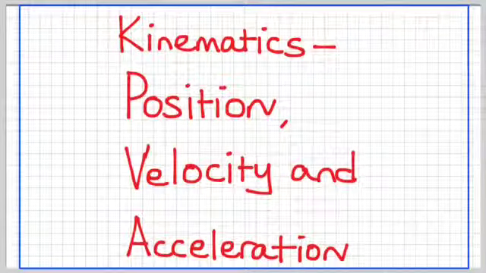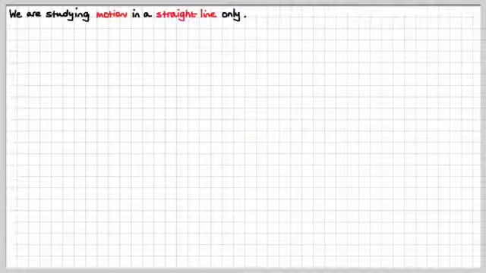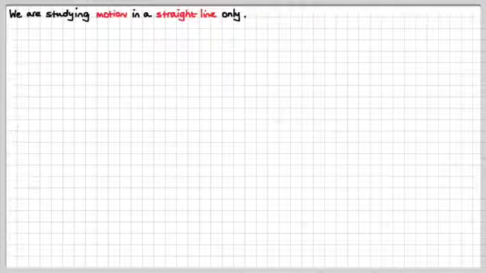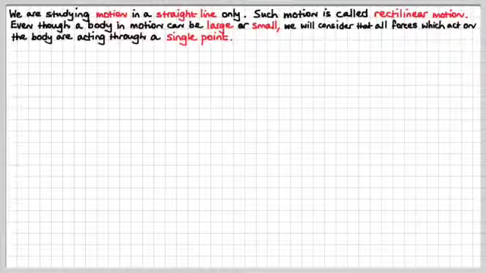Hello ladies and gentlemen. Well, today we're going to have a look at kinematics, which is a study of motion. We're going to specifically look at position, velocity and acceleration. Okay, so let's go. We're studying motion in a straight line only, so fear not, it'll be okay. Such motion is called rectilinear motion.